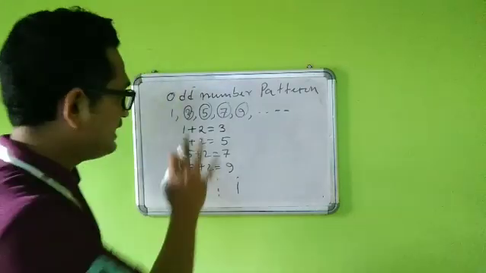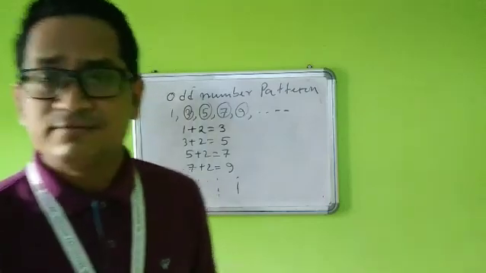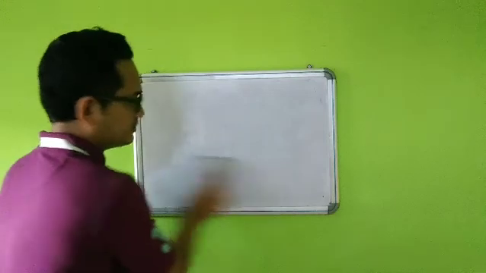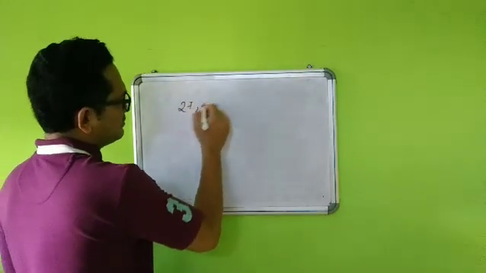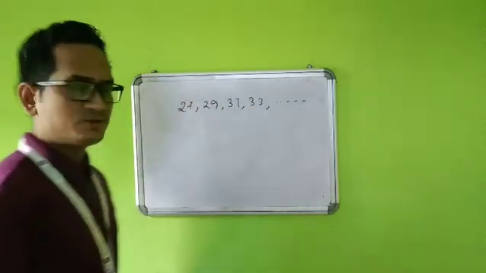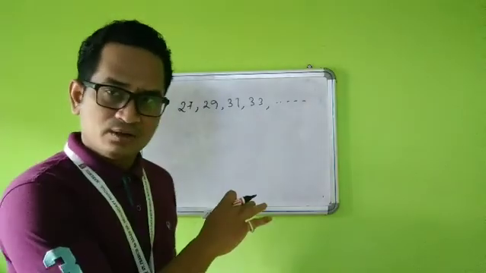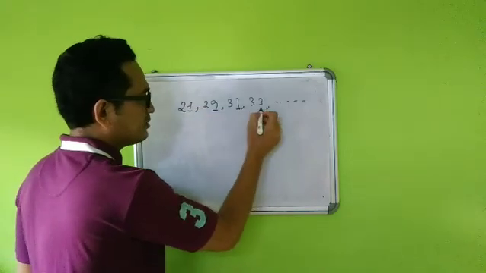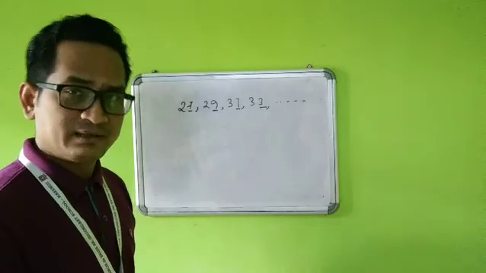Now students, these are very easy examples, but in the exam, I may give you some different, a little bit bigger numbers also. Let us take an example which is a little bit bigger. Suppose I take these numbers: 27, 29, 31, 33. Now students, if you see this, what type of pattern is this? Is it odd or is it an even pattern? By looking at the last digit, you can say all these are odd numbers. So that means these are an odd number pattern.